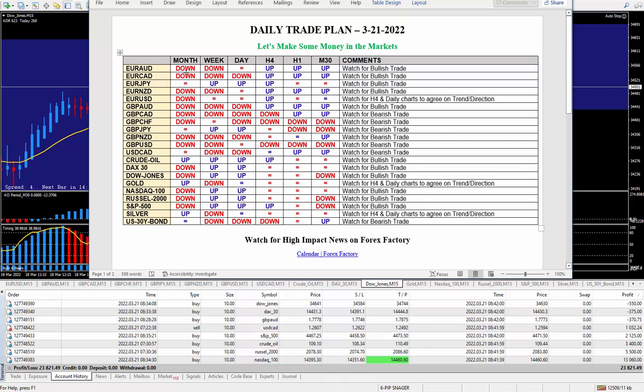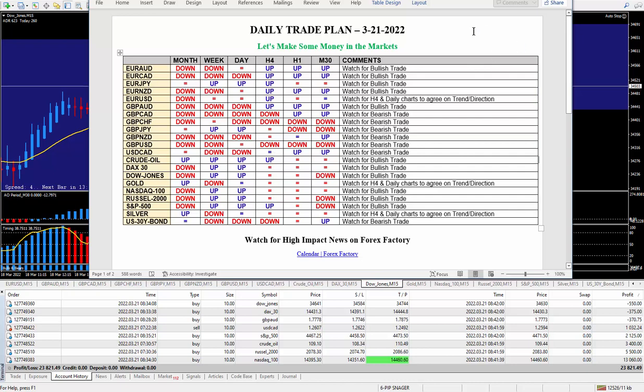So I drilled down the levels from the monthly all the way down to the 30 minutes, analyzed market structure, and came up with a decision, either bullish or bearish trade. So all these trades were taken from the daily trade plan. Everyone was a buy except for this dollar CAD. Dollar CAD, watch for bearish trade right here.